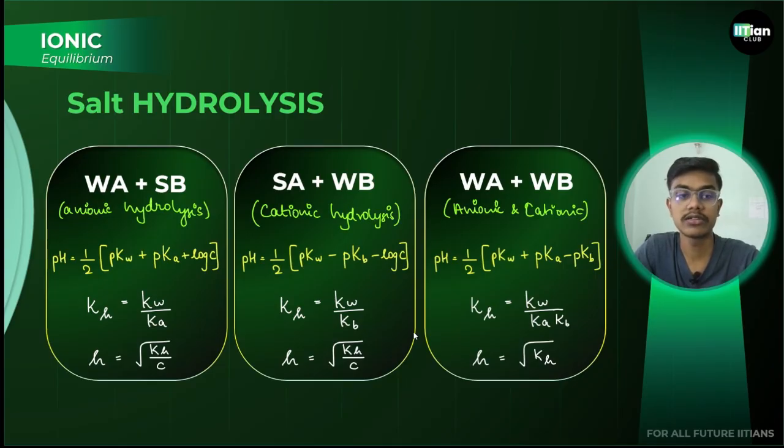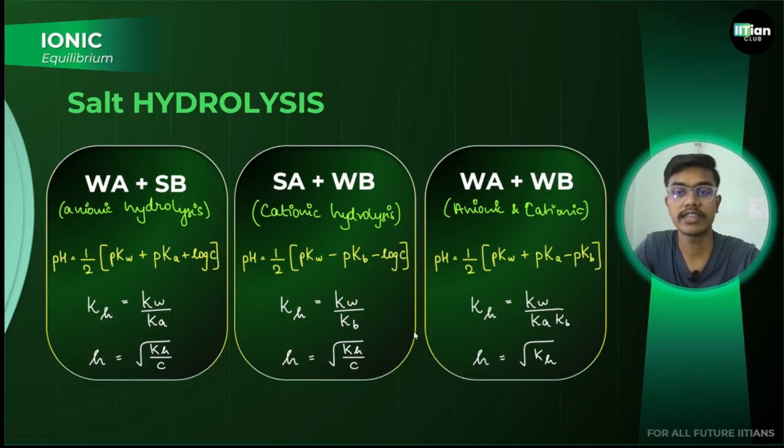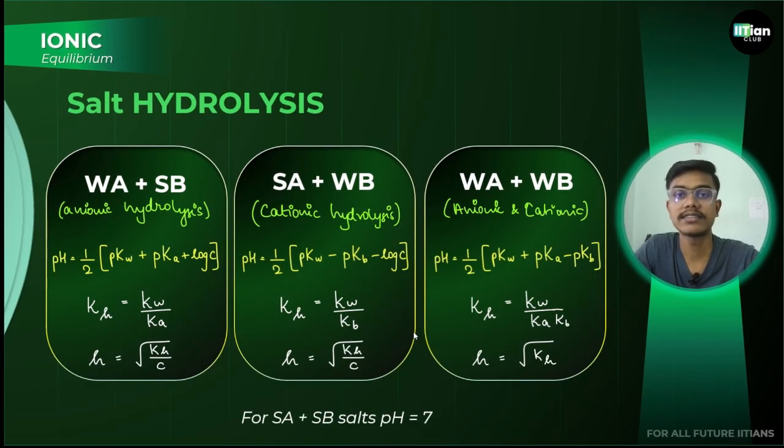And degree of hydrolysis also you can find. In first case, it is under root of KH by C. In second case also it's the same, and in the final case it is just under root of KH. And for strong acids and strong bases, pH is always 7.